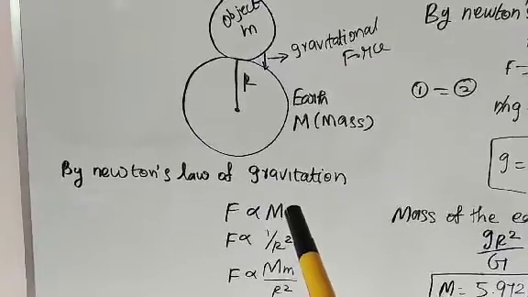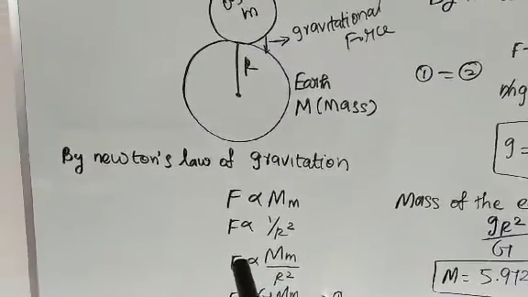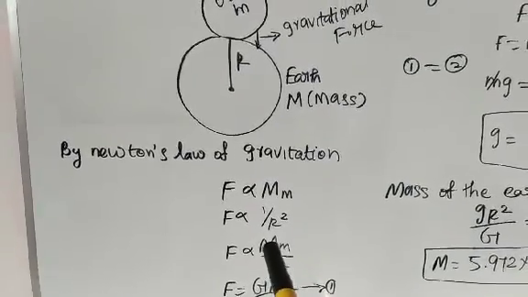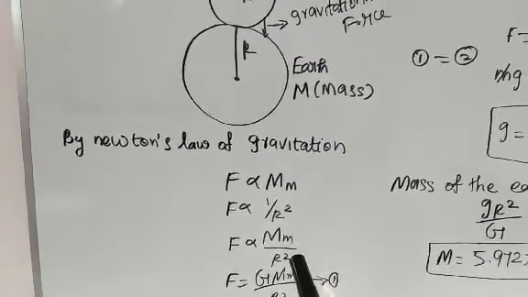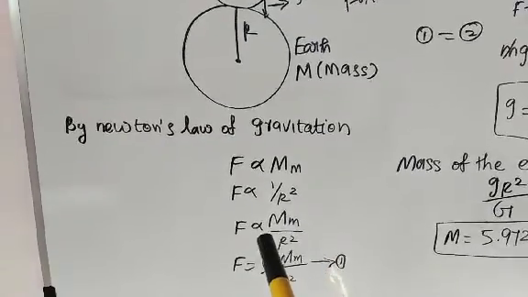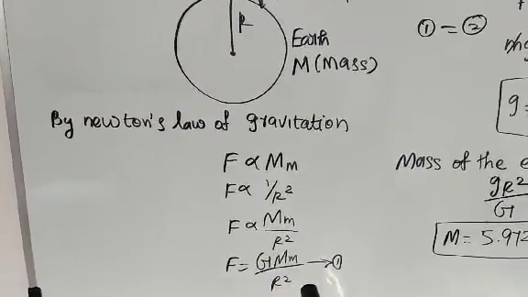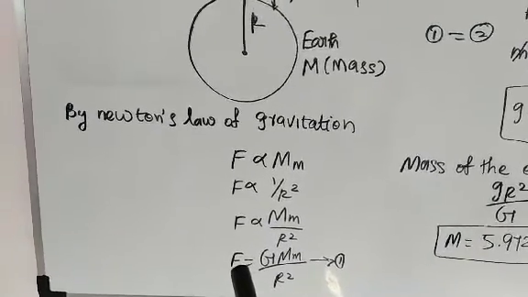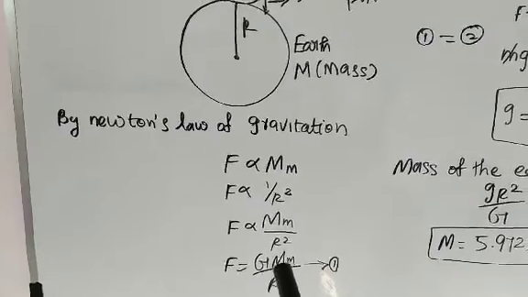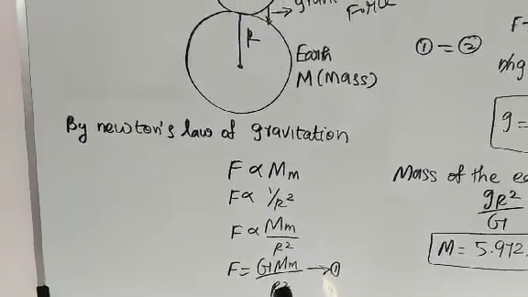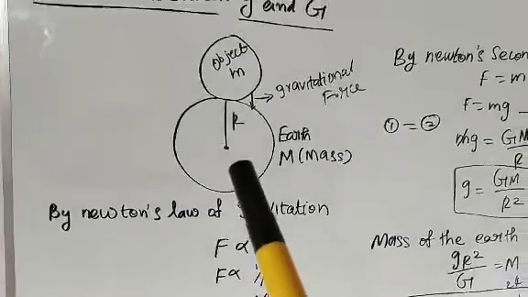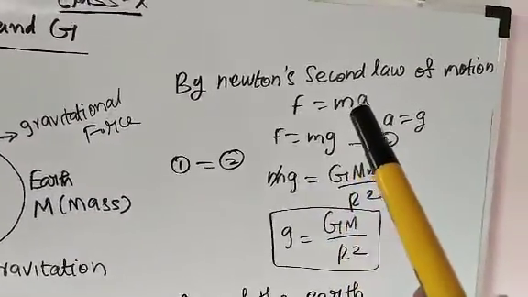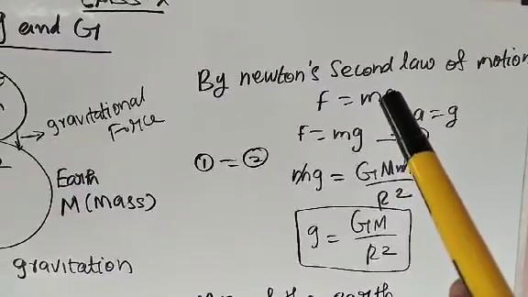So combine these two equations. F is proportional to capital M, the mass of the earth, times the mass of the object, by distance square. So cancel the proportionality term and add one constant. G is the gravitational constant. F is equal to G capital M small m by r square. By Newton's second law of motion, F equals mass into acceleration.